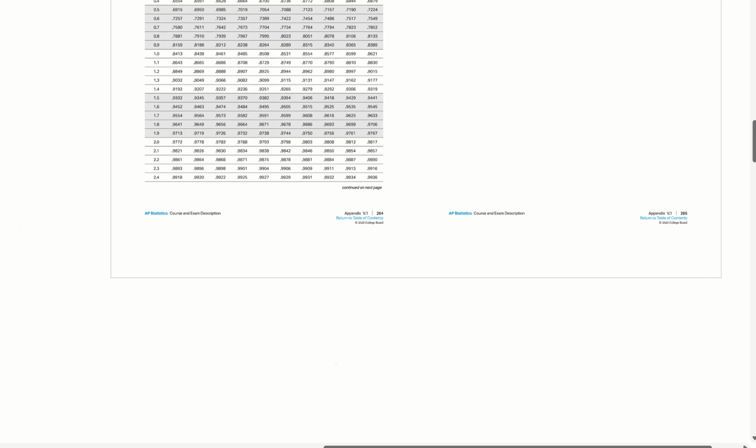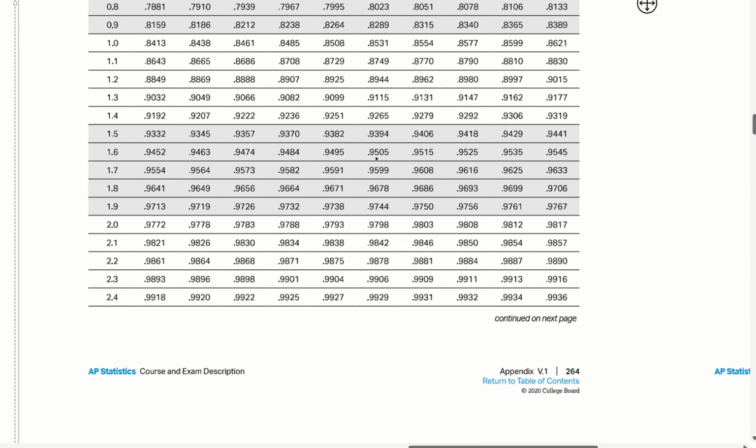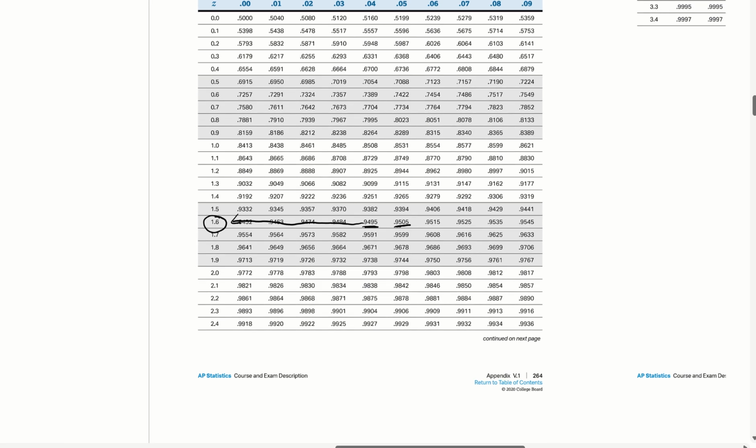Okay, so let's go back to the table. All right, so we need an area of 0.9500. Okay, that looks like either one of these, right? So then the z-score is about 1.64. Okay, so that's going to give you my z-score.